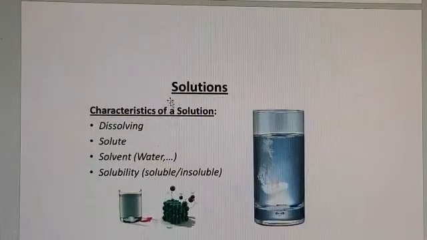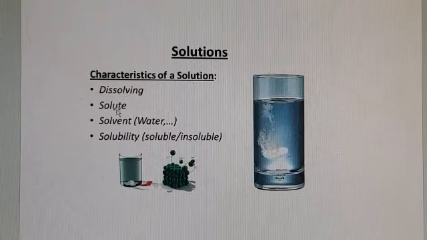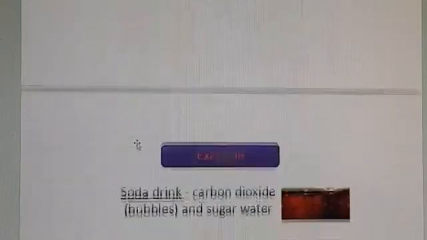Fine. And coming to the characteristics of solution. A solution involves dissolving, it has a solute, it has a solvent, and solubility. That means which can be soluble and which cannot, which is insoluble. These are all the characteristics of your solutions. Dissolving, solute, solvent, solubility. That means the level of dissolving is called solubility. Fine.